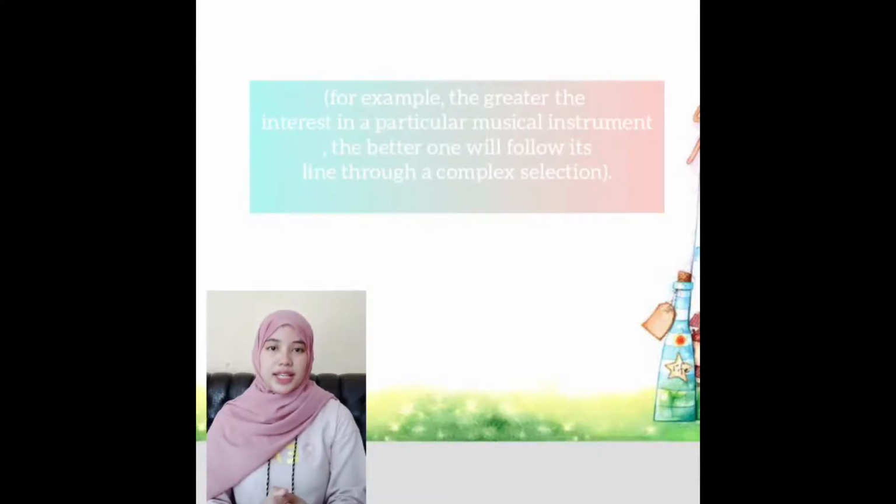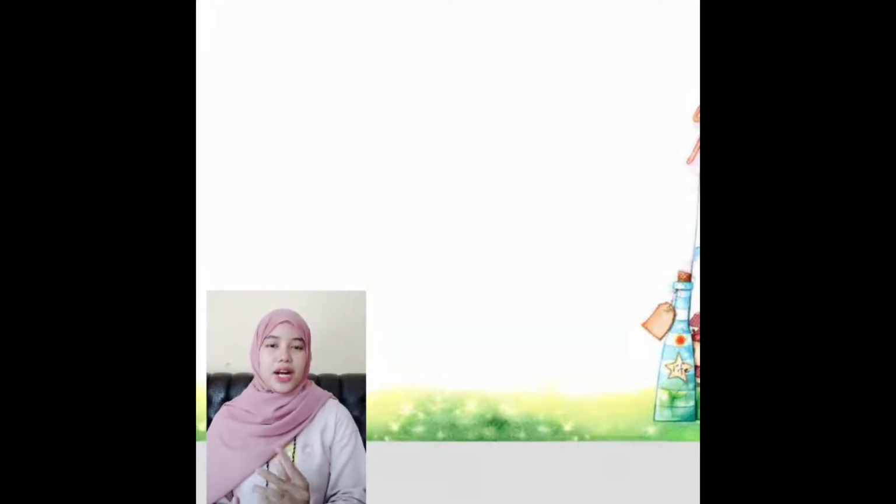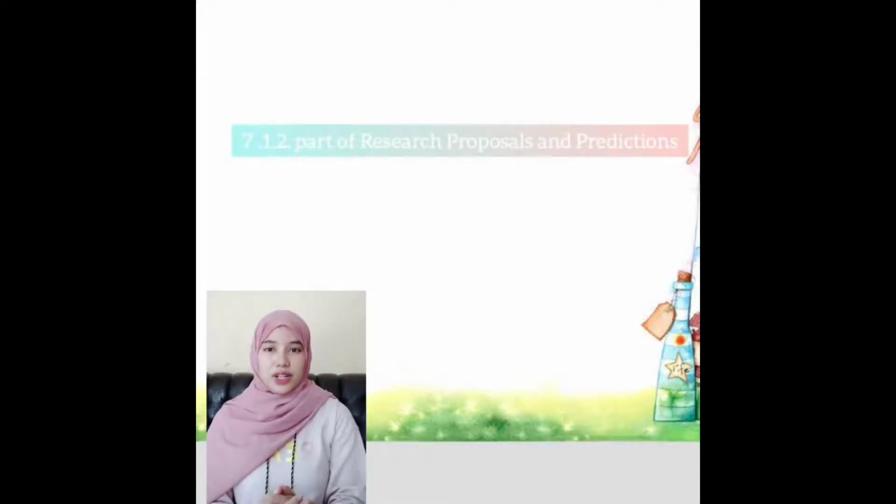Increasing specific drive associated with specific decoding sequences should simply stabilize such sequences, offering resistance to external disturbances. For example, the greater the interest in a particular musical instrument, the better one will follow it in line through a complex selection. Whether specific motivation operates upon anticipational and dispositional mechanisms, the feedback from the semantic system would be difficult to ascertain. 7.1.2 is Part of Research Proposal and Prediction.